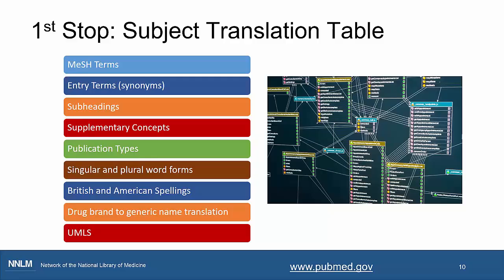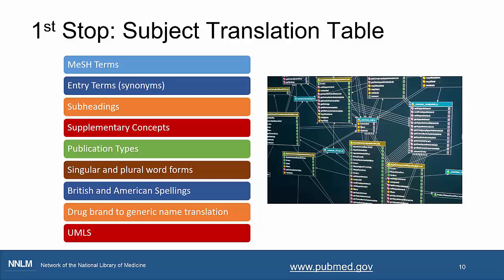In the subject translation table, we have MeSH terms, entry terms, which are synonyms for MeSH terms, MeSH subheadings, supplementary concepts or substance names and their synonyms, publication types, singular and plural word forms, British and American spellings, drug brand to generic name translation, and terms derived from UMLS, which is the Unified Medical Language System.